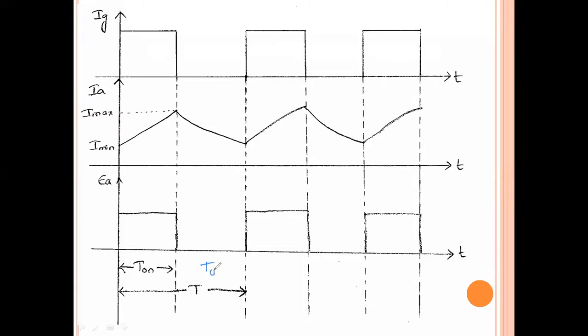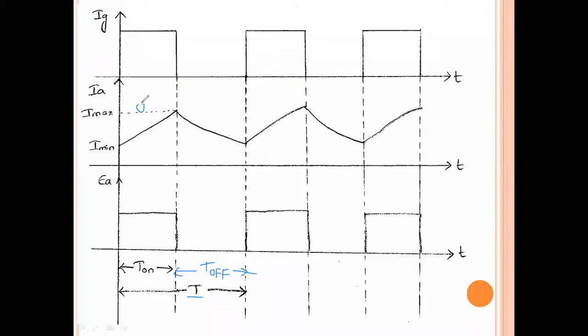The total time period for a single cycle is nothing but T on plus T off. T on plus T off is a single cycle which represents T, that means the total time period for a single cycle. This cycle is going to repeat again and again. So this is the gate pulse signal, and you can see this is the armature current of the motor.